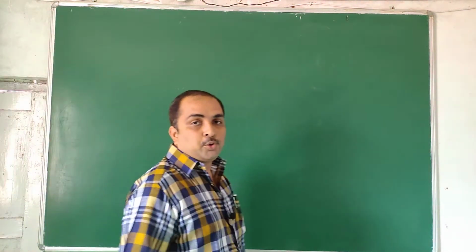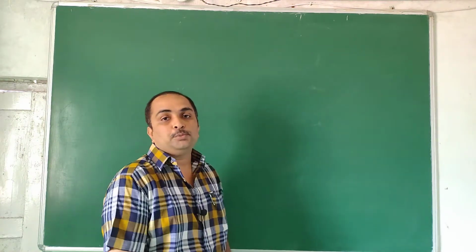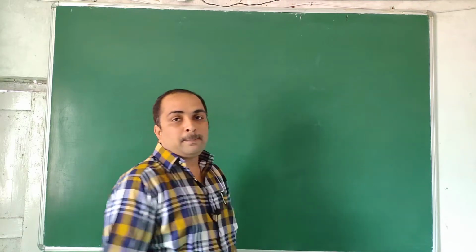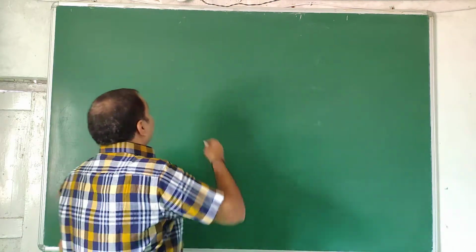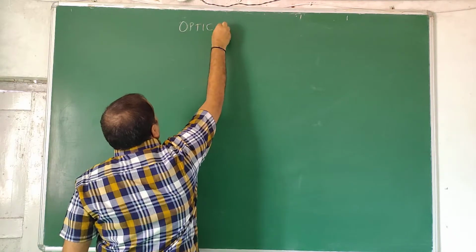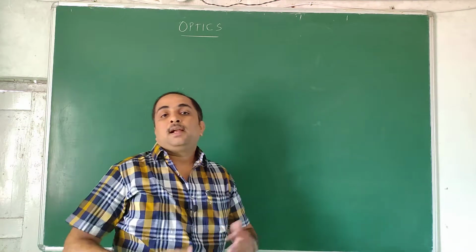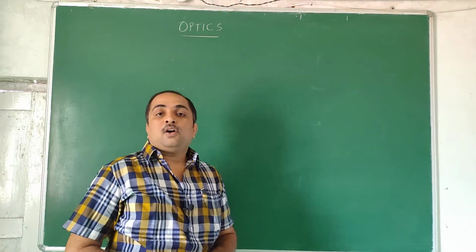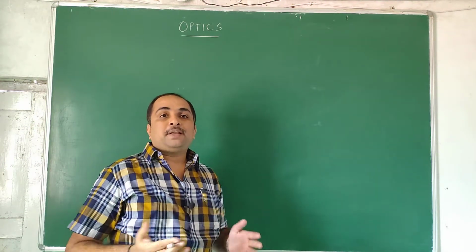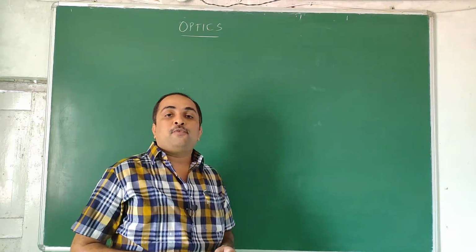Hello students, today we are going to introduce optics to you. At elementary level we introduced a chapter named light. Now we are introducing optics. Optics is of two types: ray optics or geometrical optics, and wave optics or physical optics. In physical optics we understand the real nature of light, the way it spreads, the way it creates some phenomena.